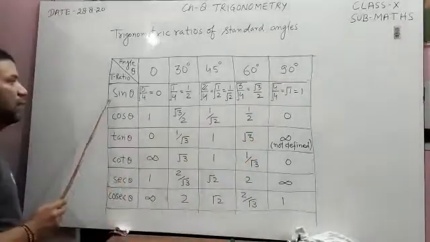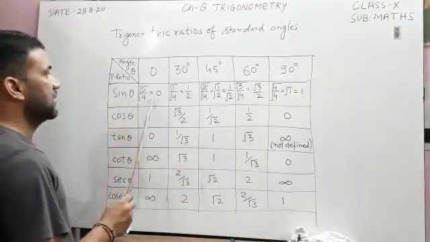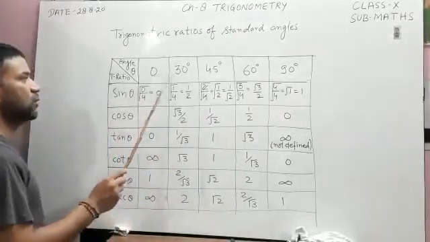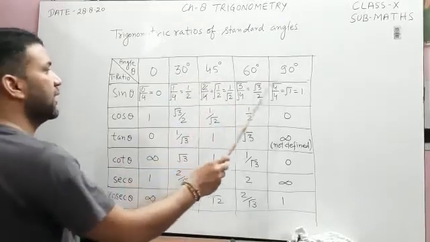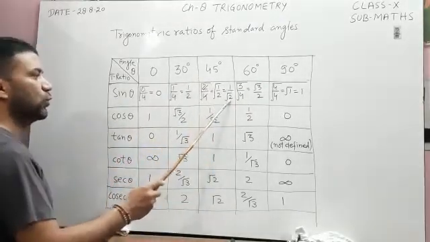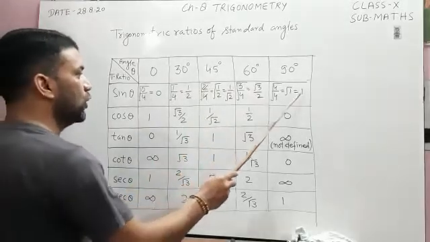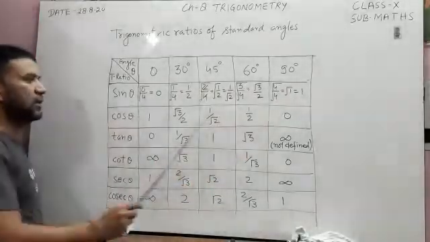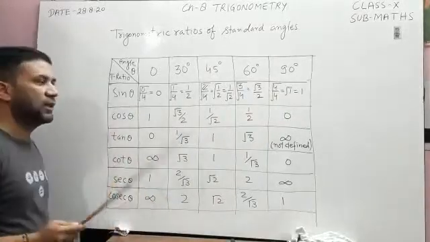So these are the values of sine ratio for angle 0 degree, 30 degree, 45 degree, 60 degree and 90 degree. That is 0, 1 upon 2, 1 upon root 2, root 3 upon 2 and 1. If you remember these values, you can find all the other values.